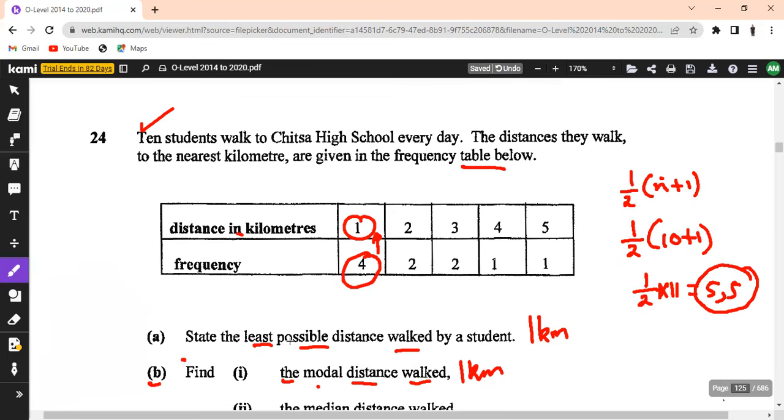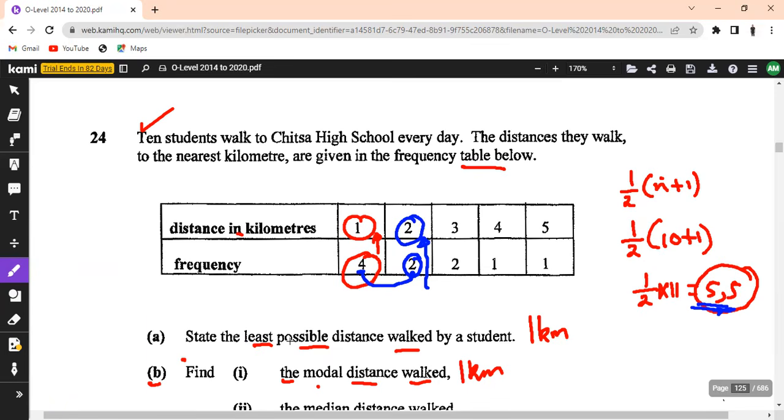So this is 4. We are not yet having 5. We are still less than 5.5. So we have to add 4 plus 2. So 4 plus 2 is 6. So which means this 5.5 is occurring here. So that's where our answer is, which is at 2 kilometers.